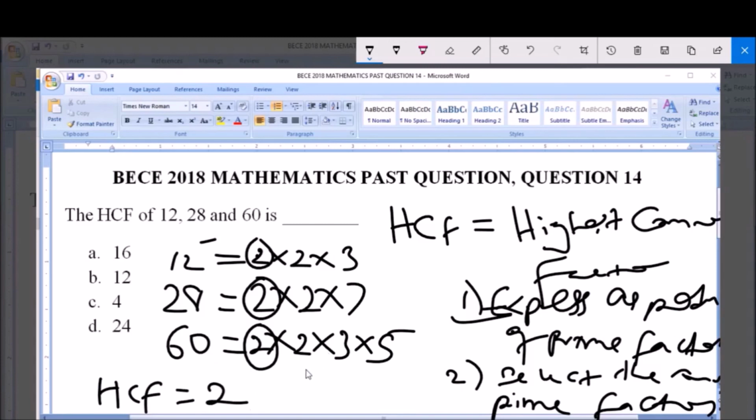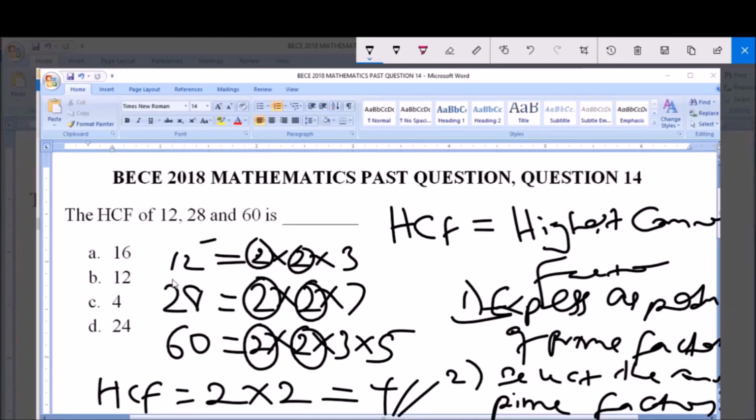Now we check again, is there any other common prime factor? This is common, it's here also, and here also. So 2 times 2. Now we check again, is there any common one? We have 3 here, but we don't have 3 here, and we have 3 here, so it's not common. We have 7 here, but 7 is not present in all. We have 5, but it's not present in all. So the common prime factors are these 2 here and these 2. So therefore we have 2 times 2, and 2 times 2 will give us 4. So therefore 4 is the highest common factor of 12, 28, and 60.